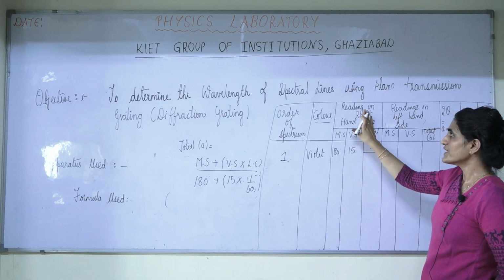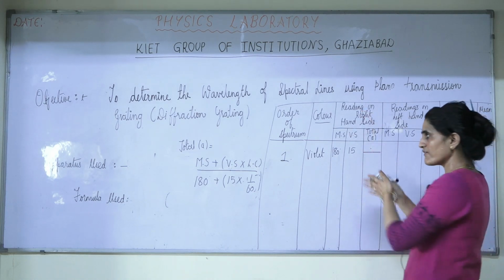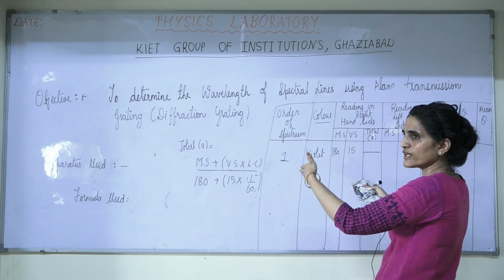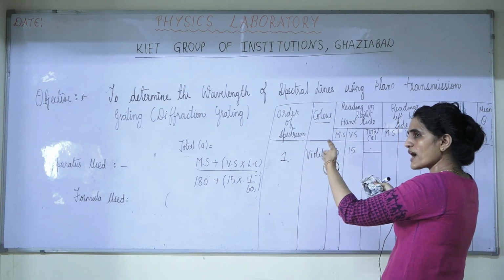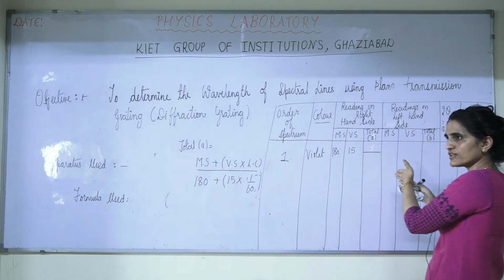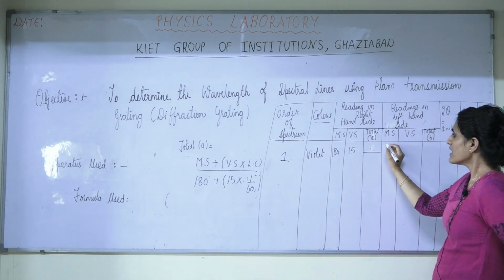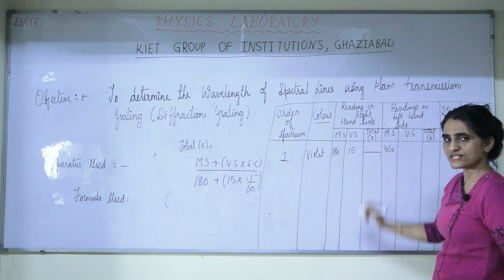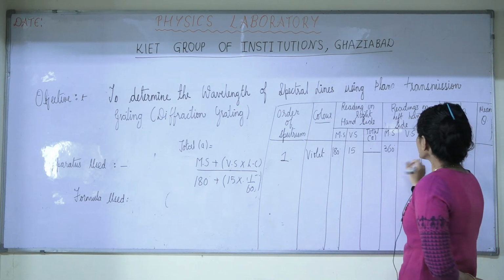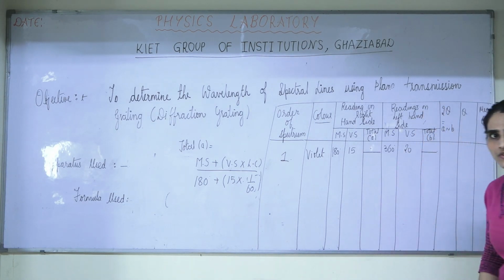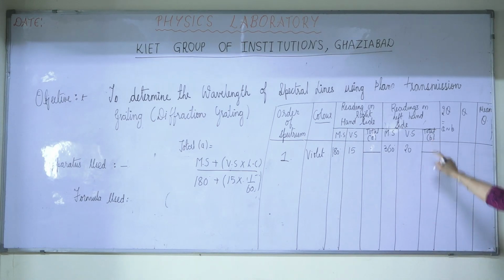This I have done for the reading on the right hand side, that is, I move my telescope towards the right and fix it on the violet color. Now I will bring my telescope back to the center and then turn it towards the left hand side. Again I will note down my main scale reading. For example, it is 360 degree. Then the vernier scale is something like 20 divisions, and then I will write down the reading of my total B.